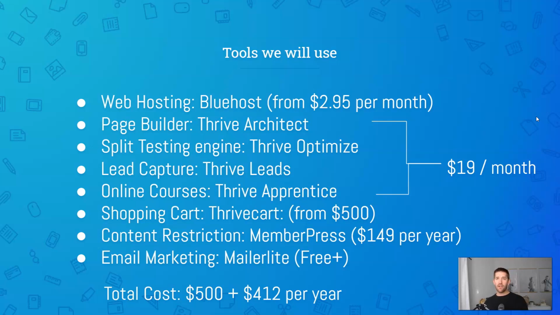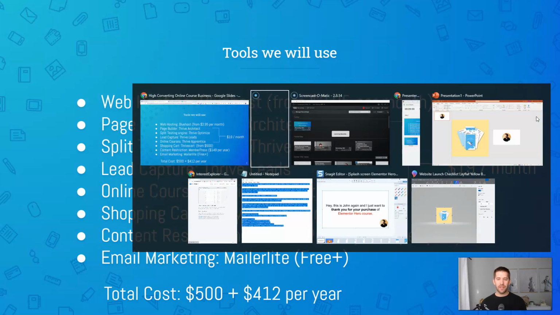It's going to be $500 up front. That's going to be that MemberPress. So that's $500, but you pay it only once, and then about $400 per year after that. So now that sounds like a lot as well, but let's just take a look here.